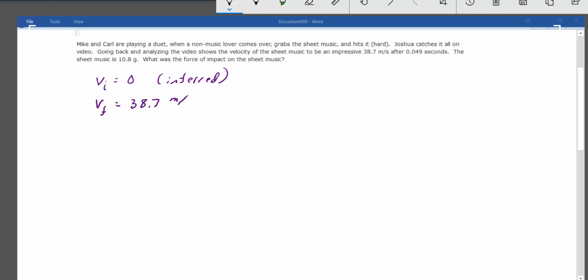We have to infer that when they're playing the music, the initial velocity was 0. And so that 38.7 meters per second is a final velocity, and the time it took to get to that was 0.049 seconds. The mass is 10.8 grams, which we changed to kilograms, moving it 3 places, not 2. So it's 0.0108 kilograms. And we're hunting for the applied force that was given to the music, or the force of impact.